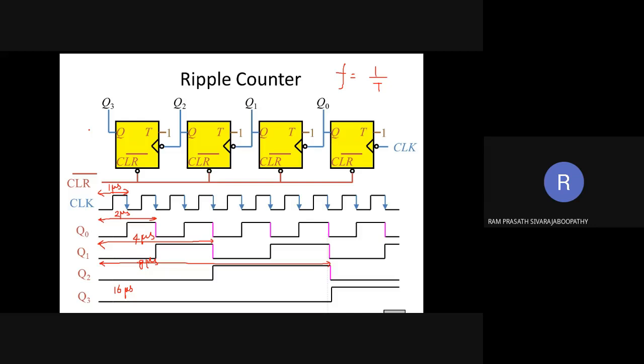The frequency gets halved. Correct? So if the clock is 1 megahertz, what frequency will this be? 500 kilohertz. What about the next one? 250 kilohertz. This one is 500 kilohertz, this one is 250 kilohertz, and this one is 125 kilohertz. So this can be used as a clock divider. The final one is 62.5.